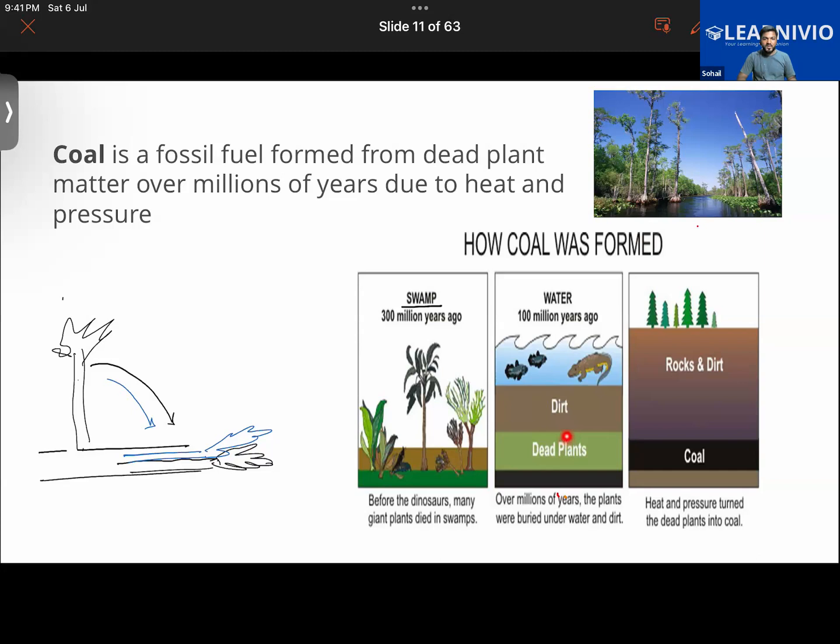That is the first thing. Now, initially the dead plants would be moist. Initially, like 100 million years ago, they were not very dry, and at that time it hadn't converted into coal. It was in the process of being converted into coal, and at that time it was still moist. So how do we get rid of moisture? With heat.